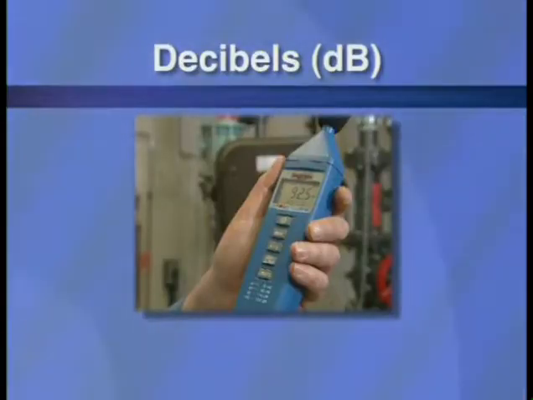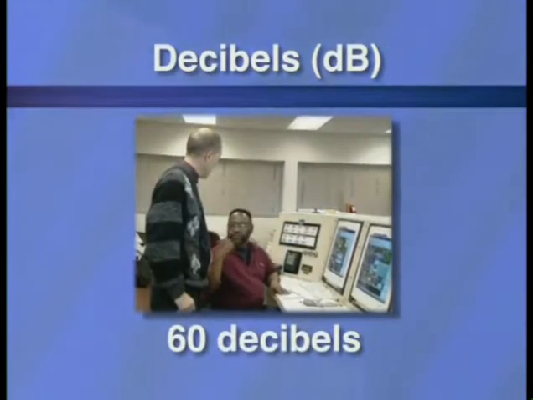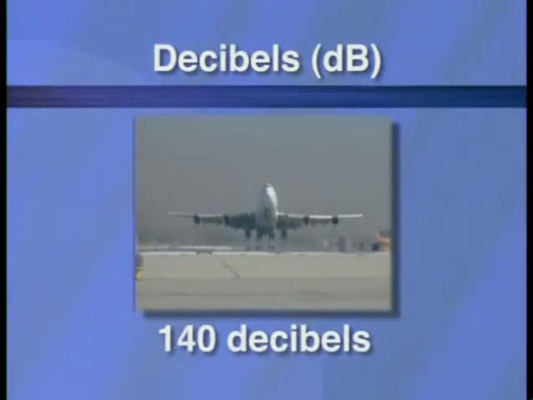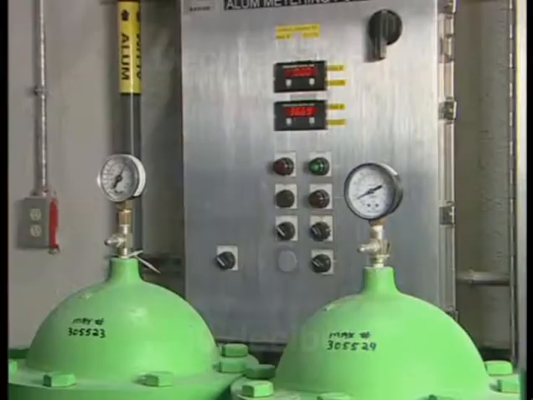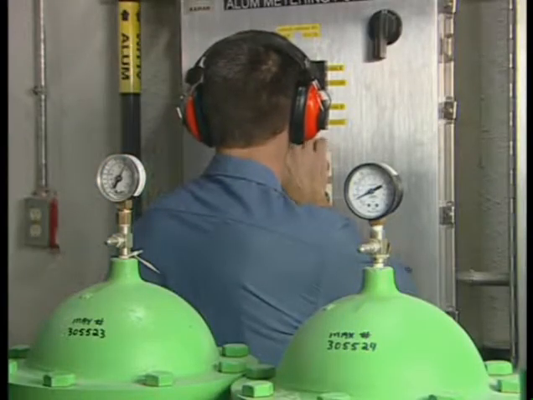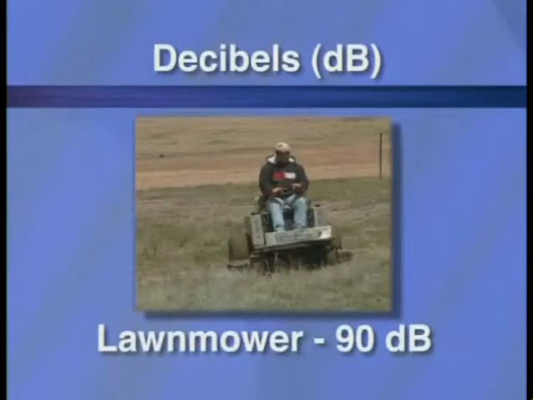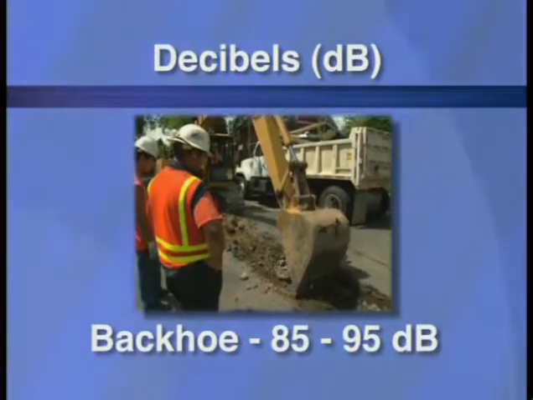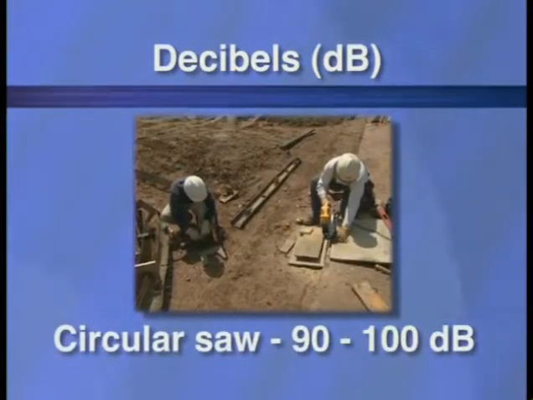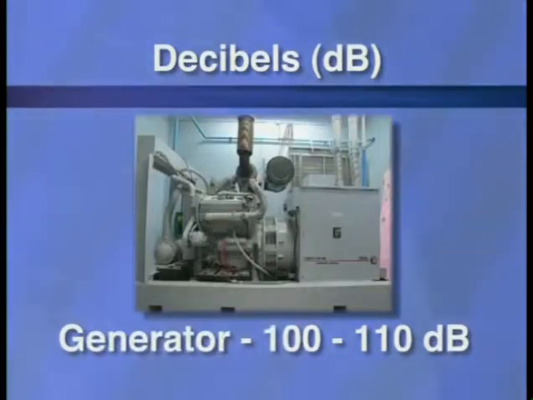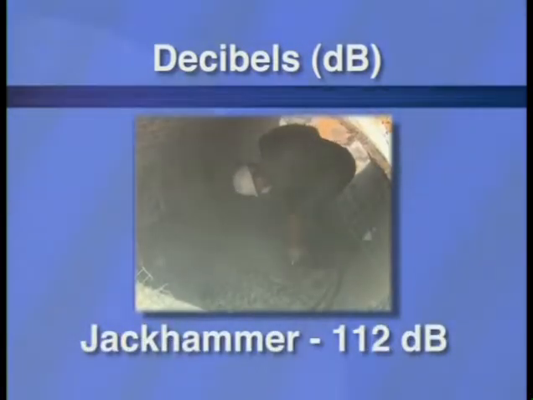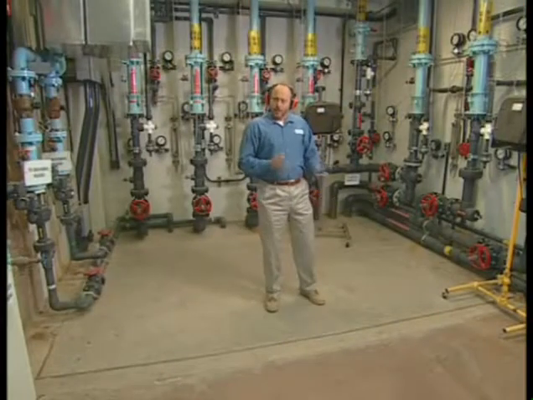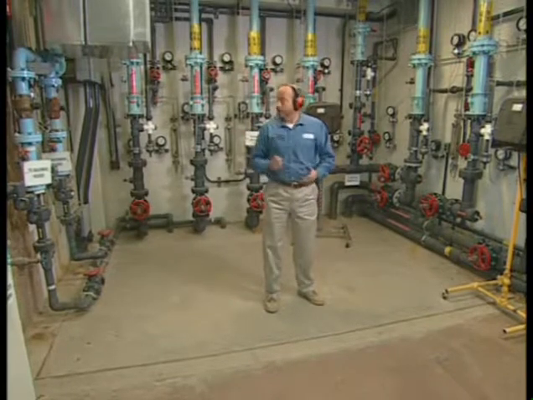We measure noise in units called decibels, or dBs. Quiet conversation is about 60 decibels. A jet engine or loud gunshot, about 140 decibels. But let's look at decibel levels for noises we're likely to be exposed to at a water utility. A lawnmower, 90 decibels. A backhoe or front-end loader, 85 to 95 decibels. Circular saw, 90 to 100 decibels. A loud generator, 100 to 110 decibels. A jackhammer, 112 decibels.